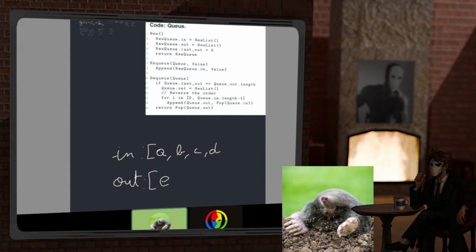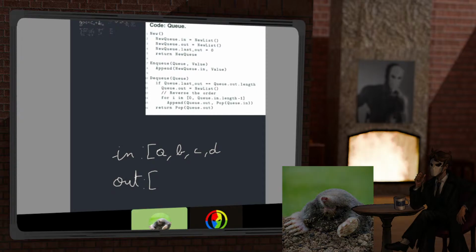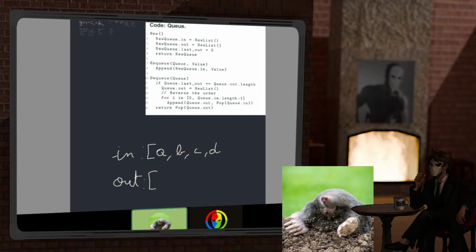If we already have values in the output list, great, we can just pop the last value to take it out of the list. And that's the value we return. But if we have nothing, we take everything in the input and put it in the output in reverse order.